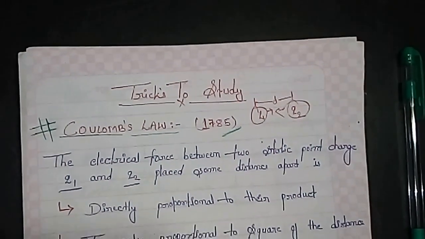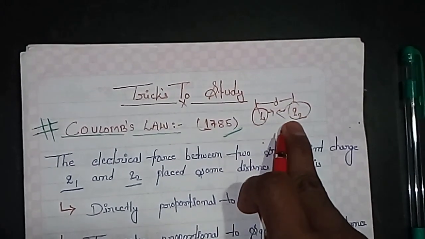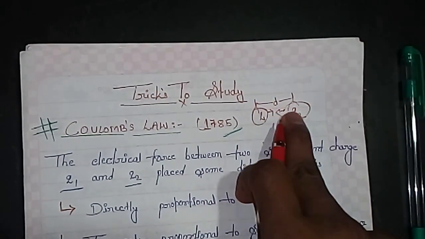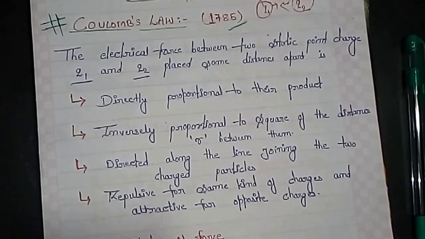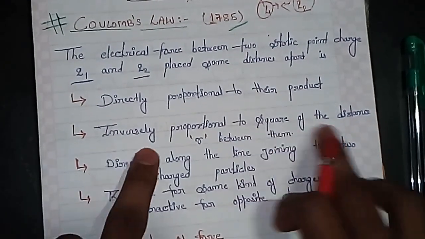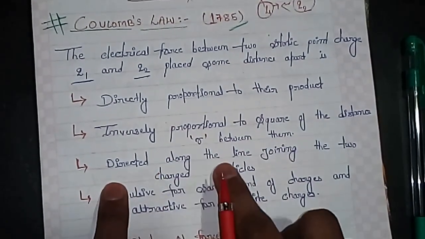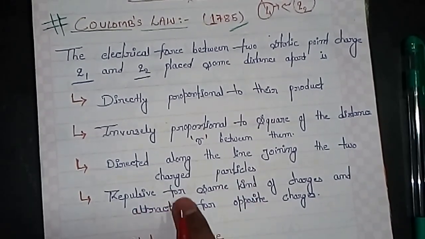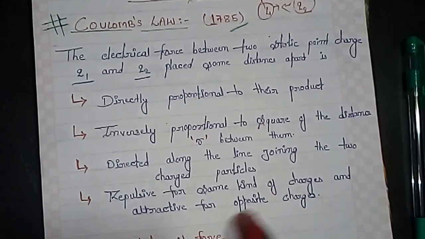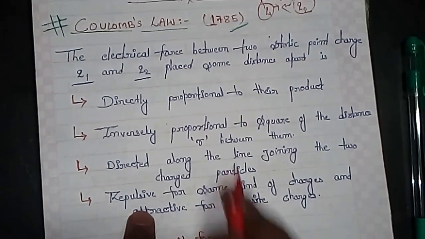He saw that the electrical force between two static charges, q1 and q2, placed some distance apart, is directly proportional to their product, and inversely proportional to the square of the distance, r or d, between them, and directed along the line joining the two charged particles. It is repulsive for like charges and attractive for opposite charges. So Coulomb studied these 4 points.